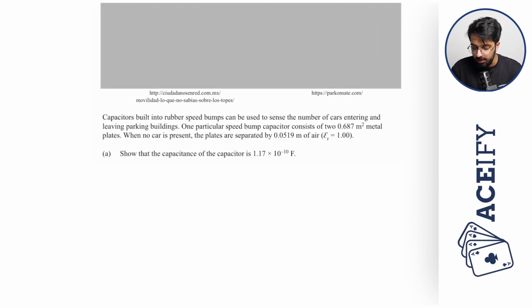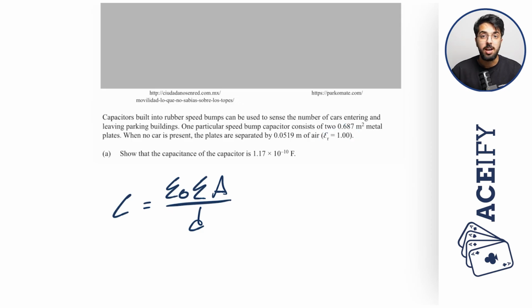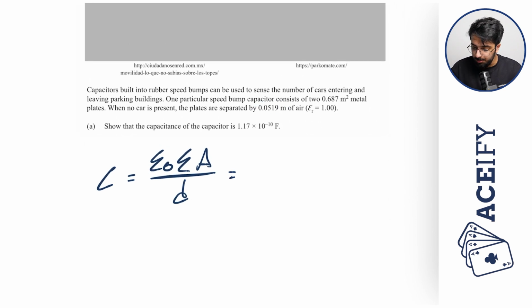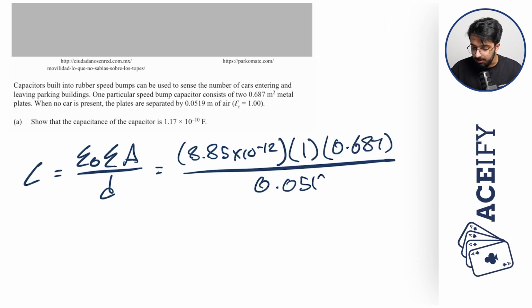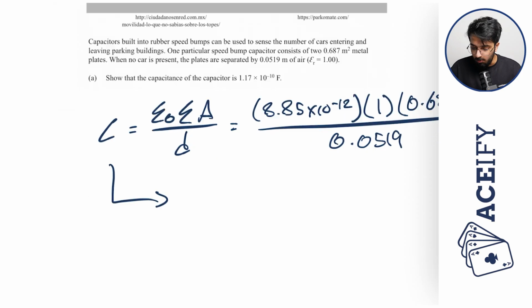Alright, so the equation for our capacitance is equal to the permittivity of free space times our dielectric constant times our area all over our distance. Our dielectric constant is given as 1 because we have our dielectric of air. The area is given, and obviously the permittivity of free space is given in your formula sheet, and we're also given the distance. And so we can simply plug in our numbers, 8.85 times 10 to the negative 12 multiplied by 1 multiplied by 0.687 all over 0.0519. And so this gives a capacitance of 1.17 times 10 to the negative 10 farads.